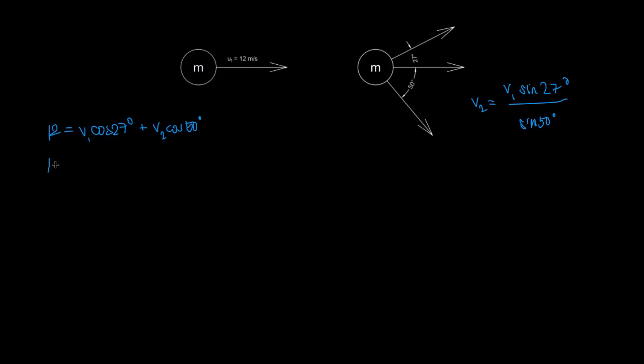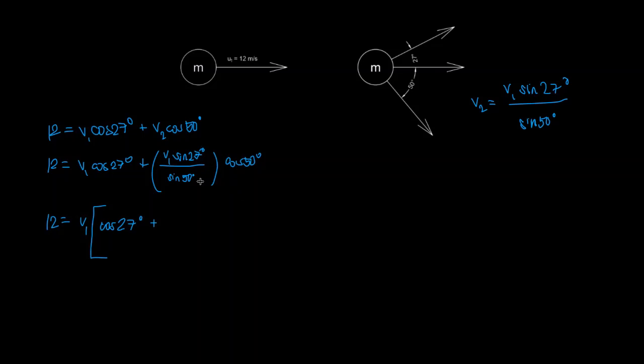That's gonna be 12 equals v sub 1 cosine of 27 plus, ano yung v sub 2 natin? That's v sub 1 sine of 27 over sine of 50 times, ano yun? Cosine 50 degrees. Nagets? Okay. So, ang gagawin naman natin ngayon is factor out natin ang v sub 1. Since both terms have v sub 1, we're gonna make it v sub 1 times, dito sa first term, that's just cosine 27 degrees.